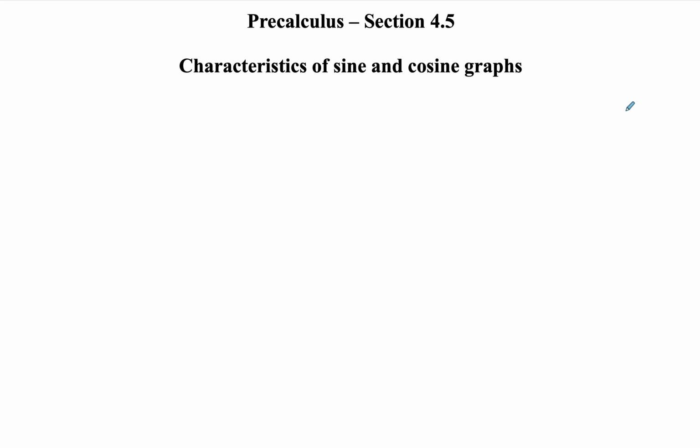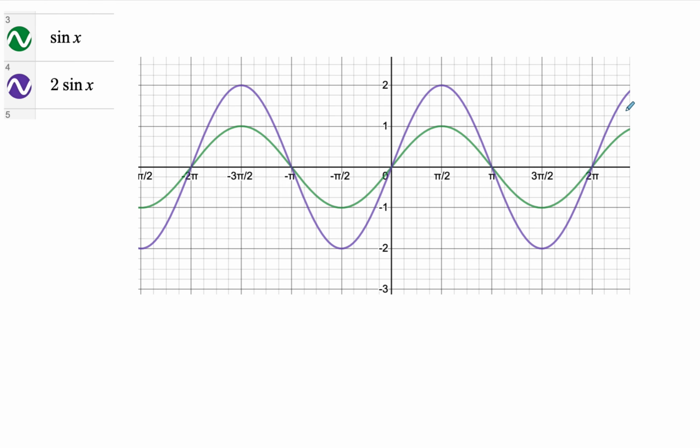what the characteristics are of sine and cosine graphs. Hopefully this is just a review, but here they are. So first we're going to take a look at some graphs. It's important to pay attention to the colors here. So green is an unmodified sine graph.